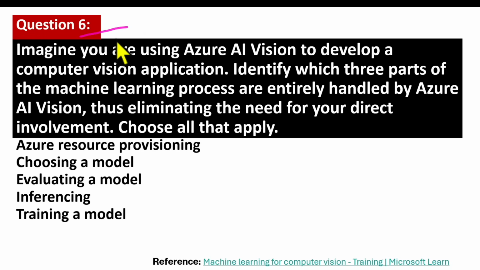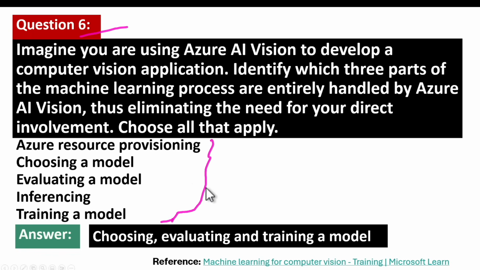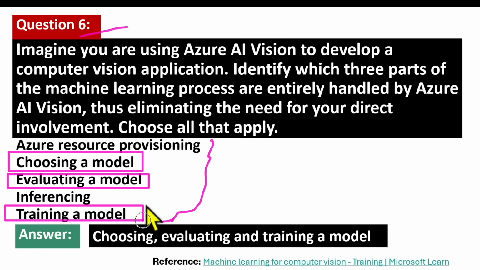Question number 6. Imagine you are using Azure AI Vision to develop a computer vision application. Identify which three parts of the machine learning process are entirely handled by Azure AI Vision, thus eliminating the need for your direct involvement. Choose all that apply. So we are looking for correct answers in this question. Go through all the available 5 options and see if you can come up with the right answer. The correct answers are choosing a model, evaluating a model, and training a model.